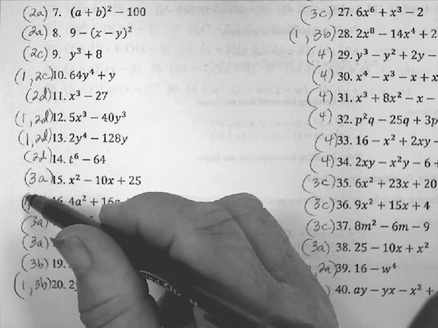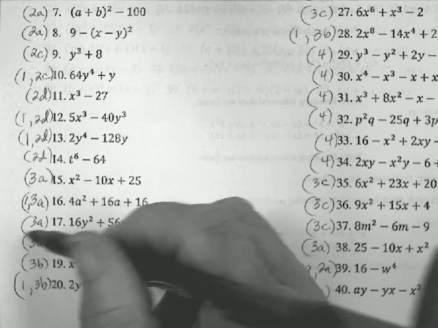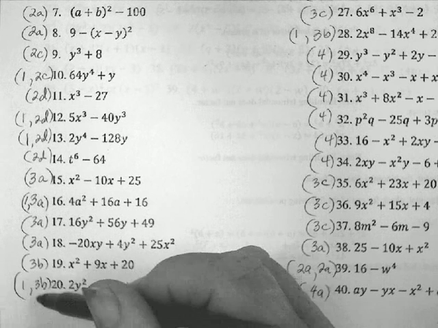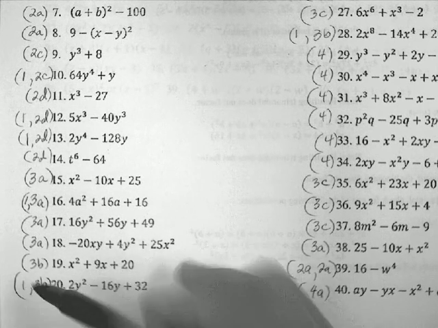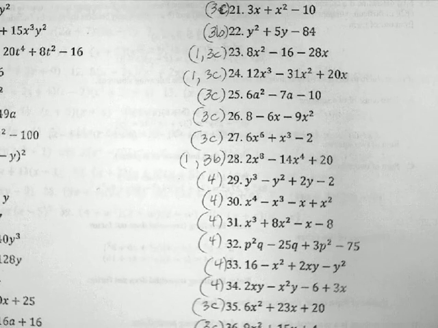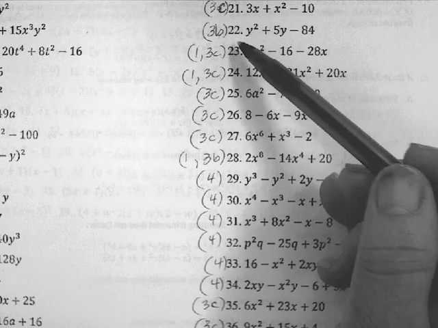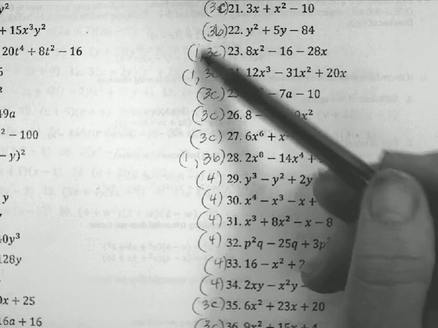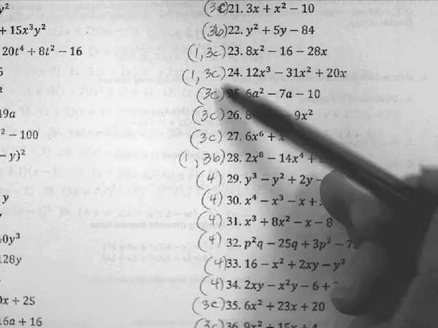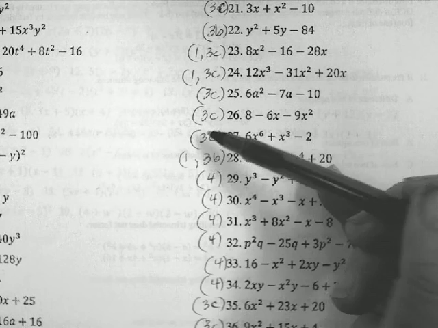And 15, you'll use 3A. 16, you first have to do greatest common factor factoring, and then 3A. 17 and 18 are 3A. 19 is 3B. 20 is greatest common factoring first, and then 3B. 21 is 3C. 22 is 3B. 23 and 24, first you do number 1, and then you follow how they did 3C. And these are all the grouping, all the hard ones.